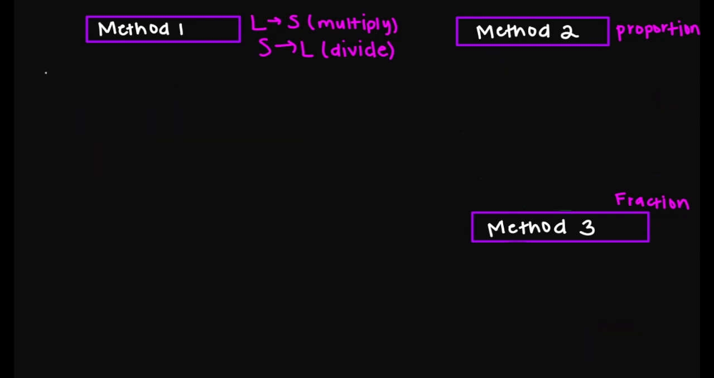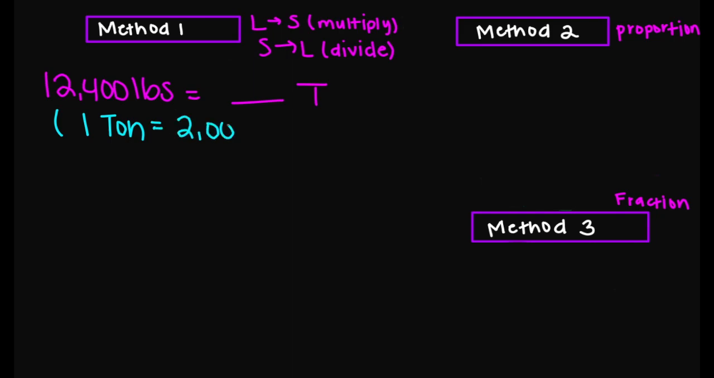Let's look at this example here. We have 12,400 pounds equals how many tons? My conversion factor for this is going to be 1 ton equals 2,000 pounds. By looking at method number one, I am converting pounds to tons. That means I'm converting a smaller unit to a larger unit, so I need to divide.